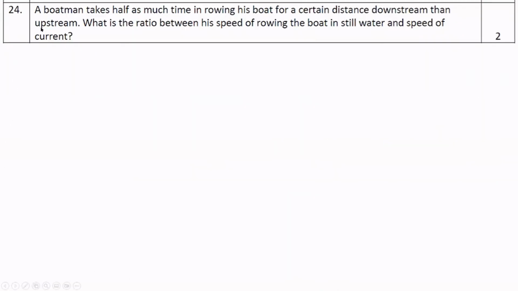Next question. A boatman takes half as much time in rowing his boat for a certain distance downstream than upstream. What is the ratio between his speed of rowing the boat in still water and speed of current? So here we can see that a boatman takes half the time of rowing downstream than the same distance upstream. We need to find the ratio between speed of the boat in still water and speed of the current.